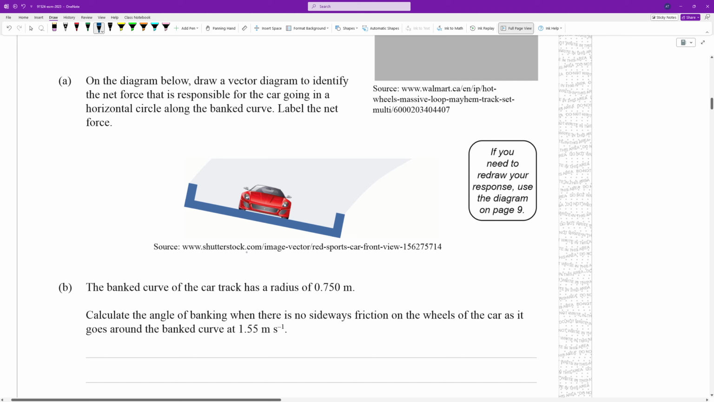Part A. On the diagram, draw a vector to identify the net force that is responsible for the car going in a horizontal circle. Right, so it's banked, it's going to come towards us and move around to the right, go around back around the bank, like that. So it's top down, we see a circular motion, and we know for circular motion there needs to be a centripetal force, which is a net force acting inwards to the center of the circle. So that's what it would look like top down.